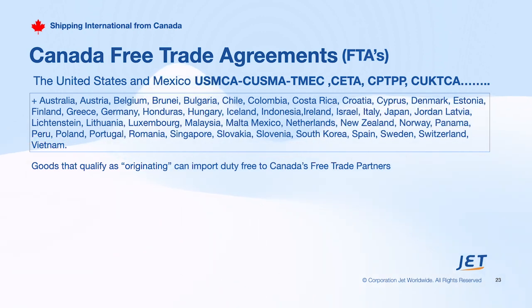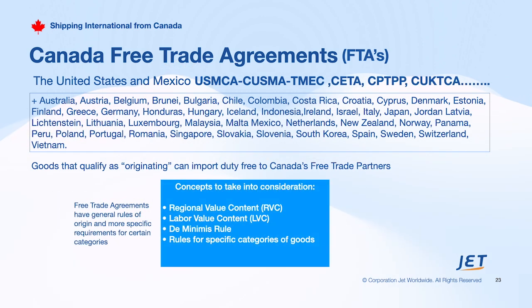Free trade agreements facilitate trade in both goods and services. For merchandise or goods, the key advantage is duty-free import for what are referred to as originating goods. Each agreement has general rules that outline how goods can qualify as originating and thus duty-free import. These are known as rules of origin. In addition to the general overall rules, there are specific origin rules for certain categories, such as automotive and textiles.